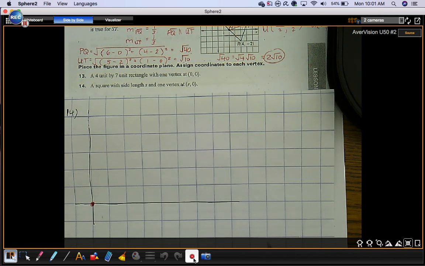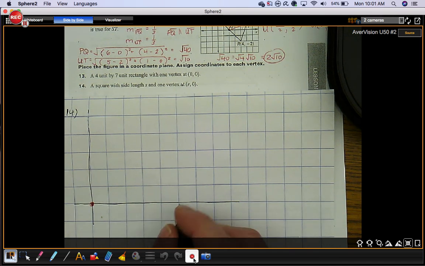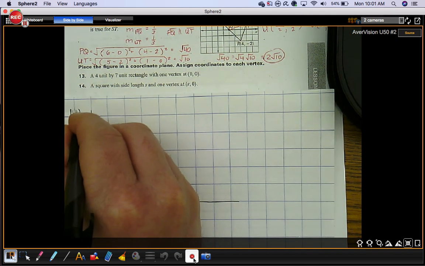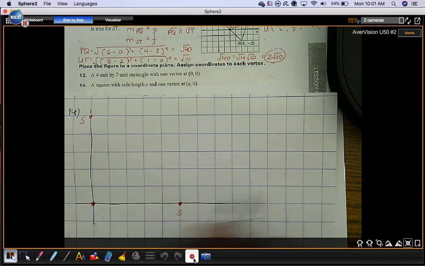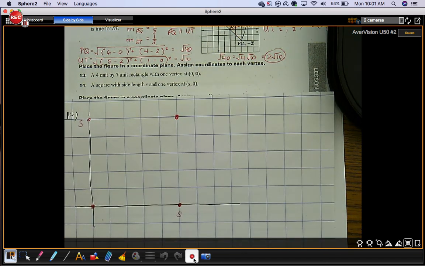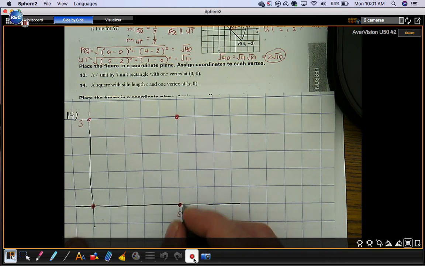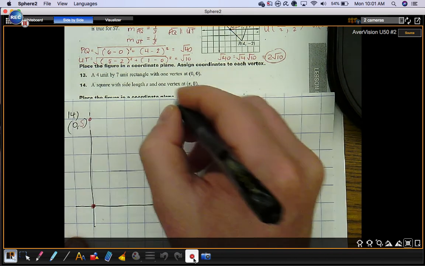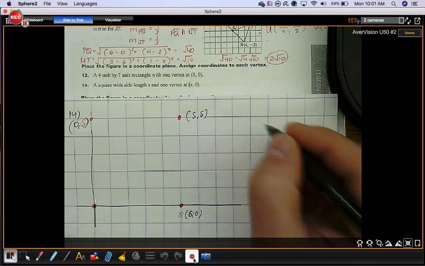So where does S live? Well, I don't really know. Let's say S lives here. Your square is going to look like this. Now, if you look at the ordered pairs, this would definitely be S, 0. And this ordered pair would be 0, S. This ordered pair would be S, S.